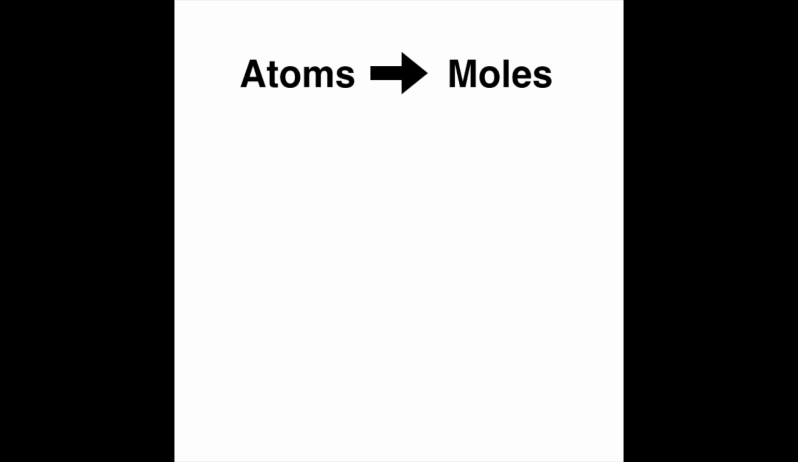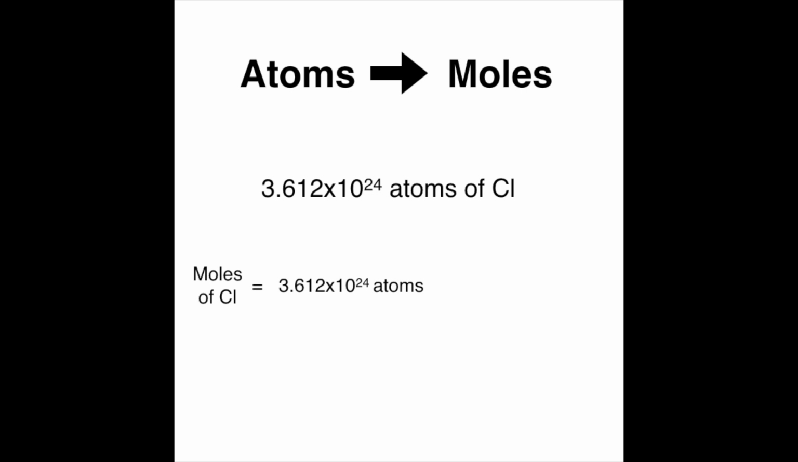Let's say we have 3.612 times 10 to the 24 atoms of chlorine, and we need to figure out how many moles this is. To do this, we can say the number of moles of chlorine is equal to the number of atoms, which in this case is 3.612 times 10 to the 24, divided by 6.02 times 10 to the 23, or multiplied by 1 over 6.02 times 10 to the 23.